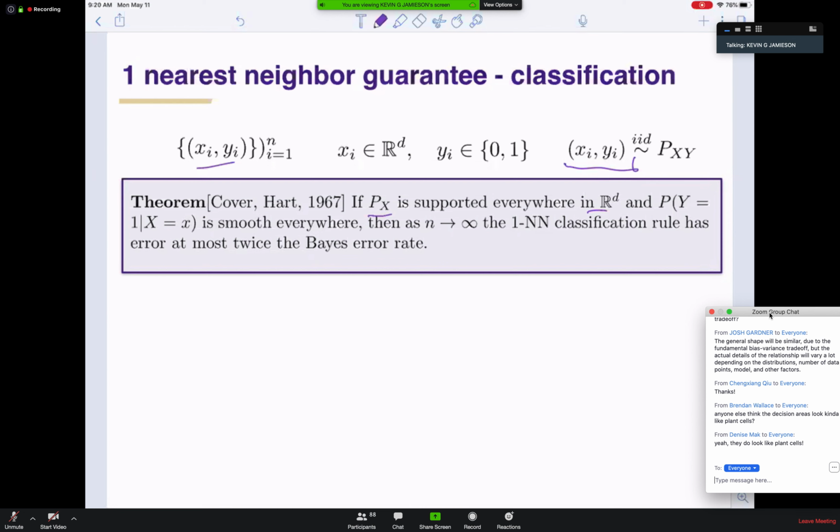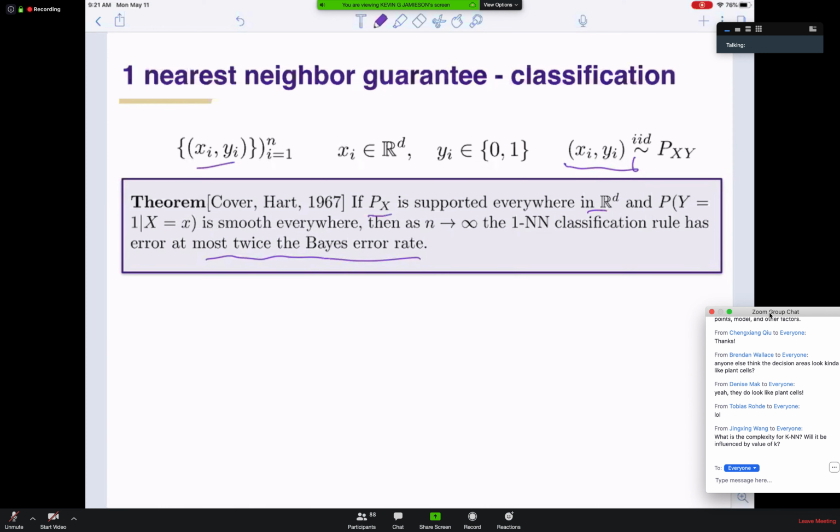And so it's just saying that p of x is smooth. The distribution of p of x is smooth. And we also need that the regression function, the probability that y is equal to 1 given x is equal to x, is also smooth. All this is saying is that if x were distributed from, say, a Gaussian, and y is just some slowly varying, continuous regression function, then this would be satisfied, no problem there. Under these pretty benign assumptions, as the number of data points goes to infinity, the one nearest neighbor classification rule has at most twice the Bayes error rate.